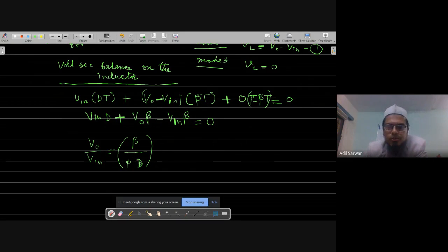If you try to see this expression, I won't be just analyzing it here. I will be preparing a lecture to analyze this relation also. So right now, just remember that this is the relation in case of the discontinuous conduction mode. So now here we can find out, first of all, beta. Let us try to find out beta.